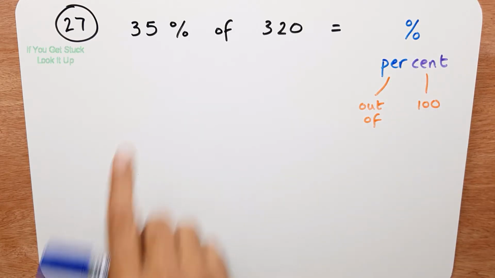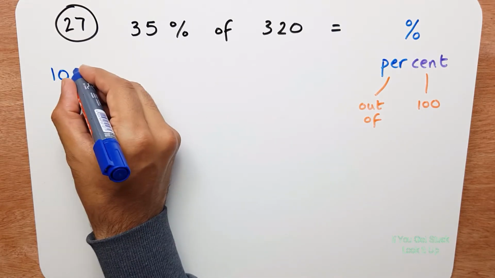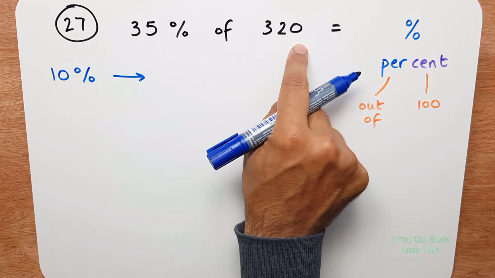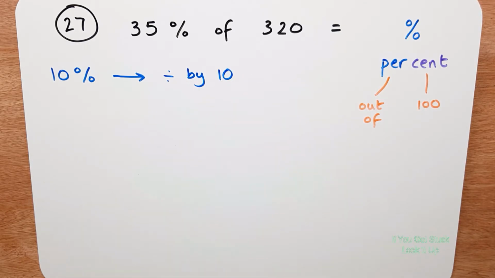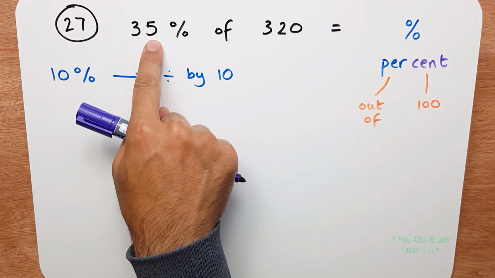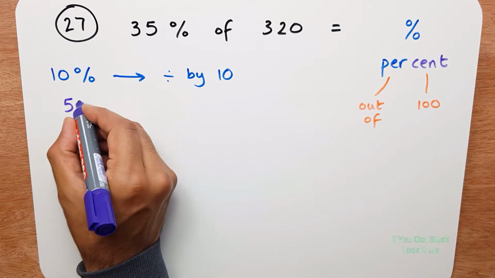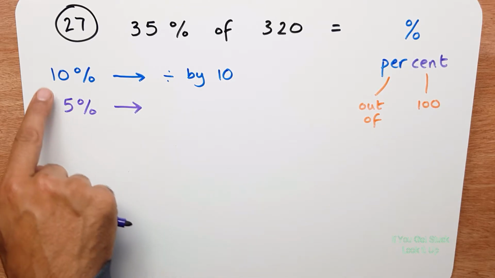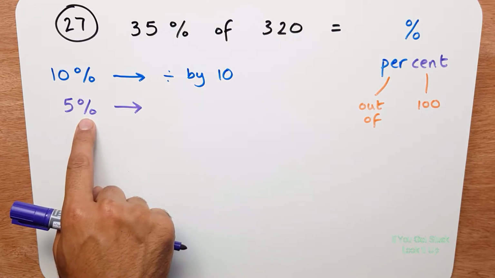100. With this question, what you need to know is how to work out 10%. And the rule is quite simple. You take your number and you divide by 10. But we have 35%, so we need 5% as well. So how do you think we're going to work out 5%? It's half of 10%, so we can work out 10% and then halve it or divide it by 2.